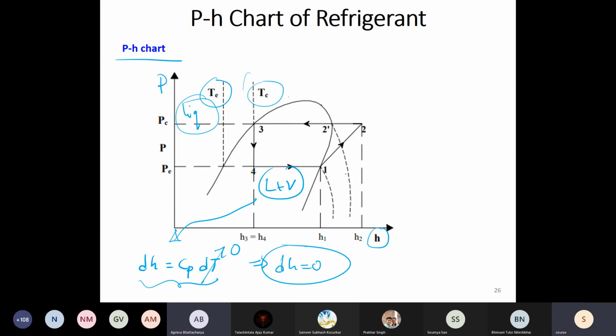So in the subcooled region, I can write it, and hence an isothermal line is also an isenthalpic line, and hence they look vertical. But where else can I write dH equals Cp dT? The ideal gas region. So the ideal gas region is far away from the dome, somewhere here. This would be an ideal gas region.